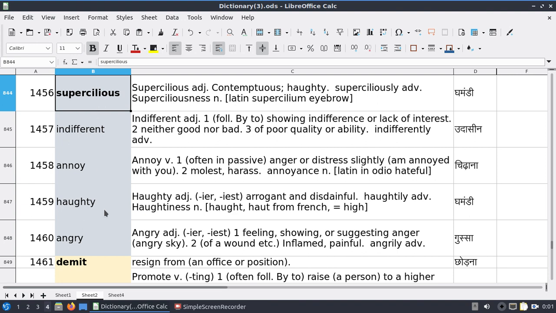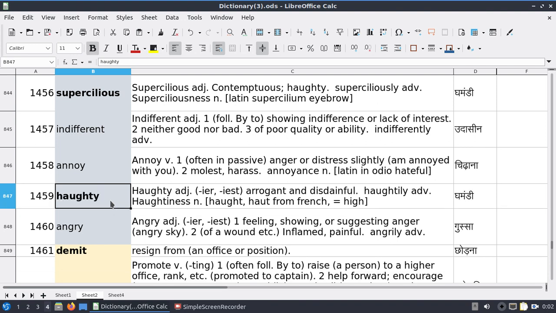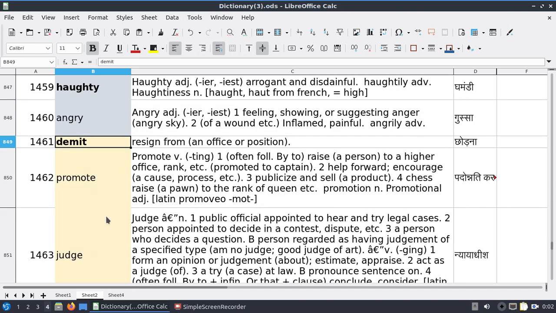Annoy. We know what is annoy. To cause anger. Right. Supercilious is really related to haughty. Haughty is arrogant. Supercilious is also arrogant, commanding. Angry has nothing to do with supercilious. We all know what is anger. Demit. Demit is actually to resign from a position.